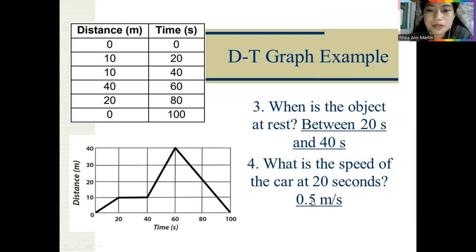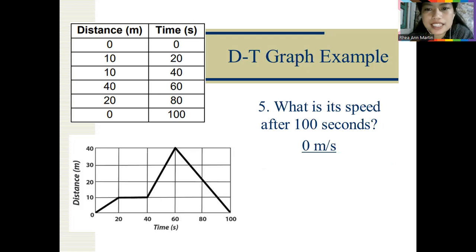That is why there is 0.5 meter per second here. You might be looking for it and saying, there is no 0.5 here, ma'am. It is not indicated. It says here, what is the speed? So it's asking us to calculate the speed, right? I hope you understood. Remember, speed is equal to distance over time. So 10 divided by 20 is 0.5 meter per second.